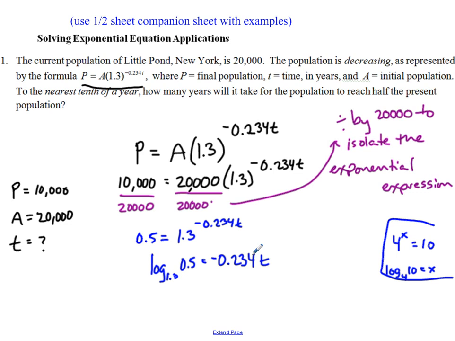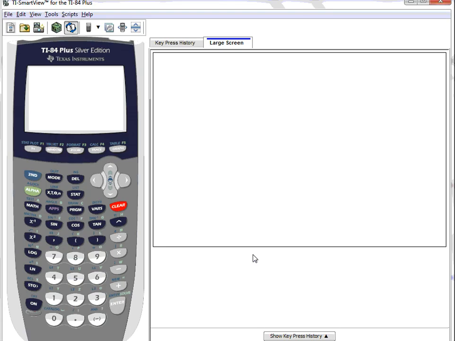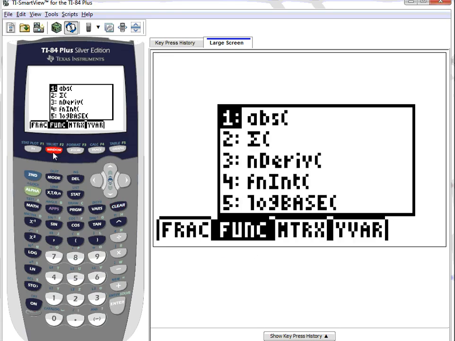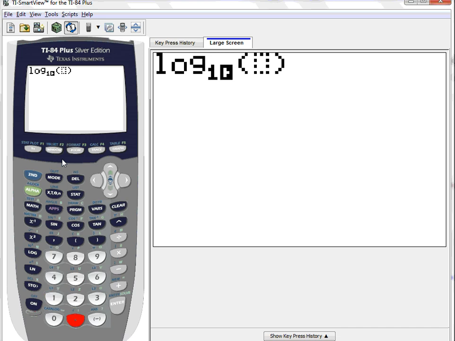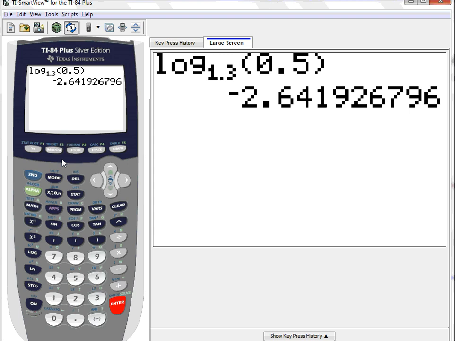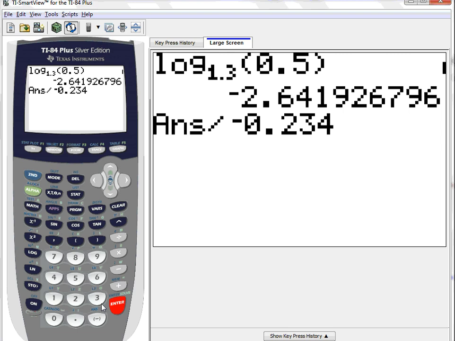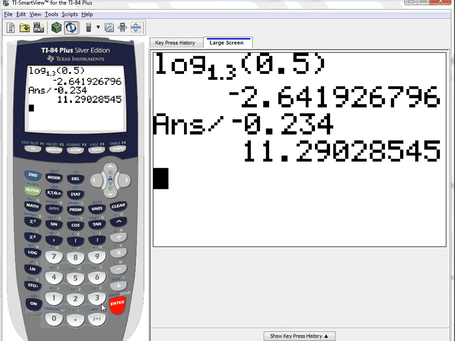Grab my calculator. I'm going to do log base 1.3 of 0.5 and then divide. So I go to my log base 1.3 of 0.5, that number, and then I'm going to divide that number by negative 0.234. And it comes out 11.29-ish years.